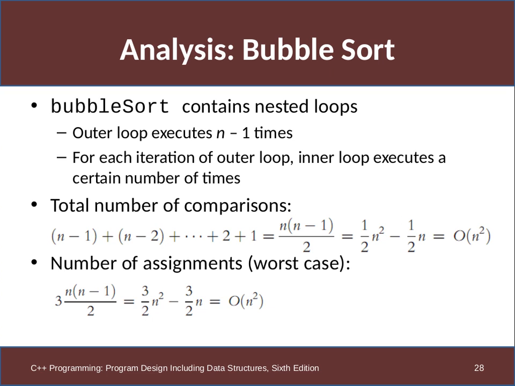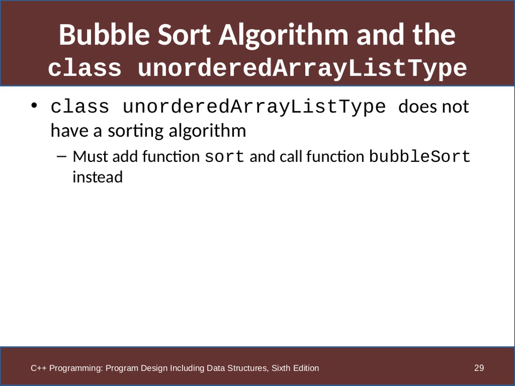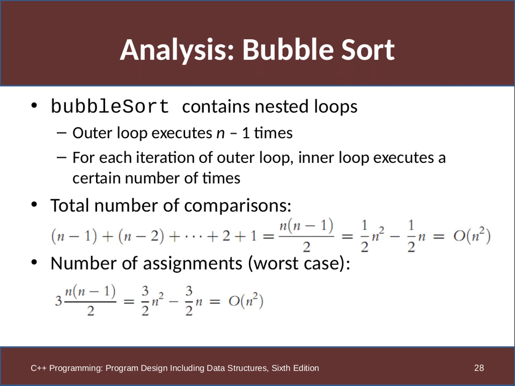Good or bad? Eh. Well, at least it'll complete in your lifetime, right? That's good. Number of assignments, worst case. If you had to assign every time you swapped, it's going to come out to the same thing, n squared. And that's going to be it for bubble sort. Wow, we're done. Any questions on bubble sort?